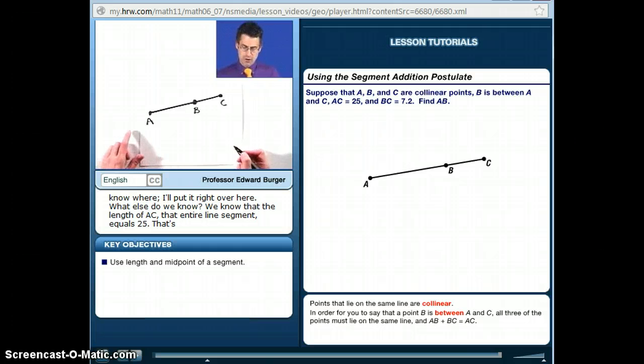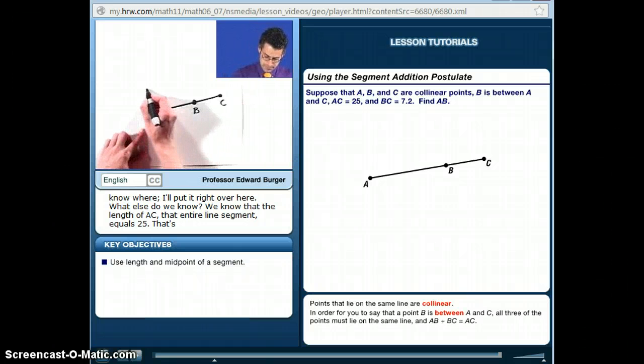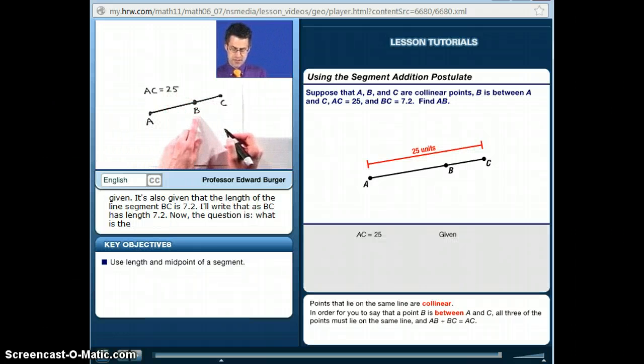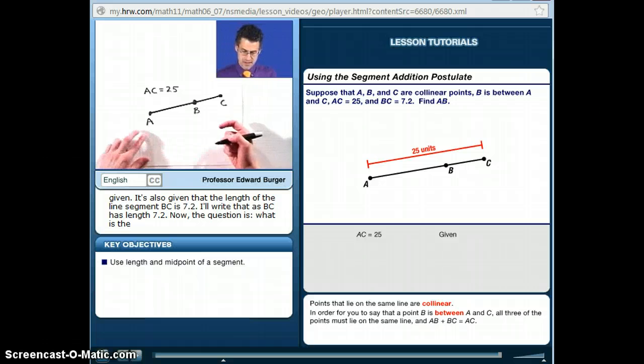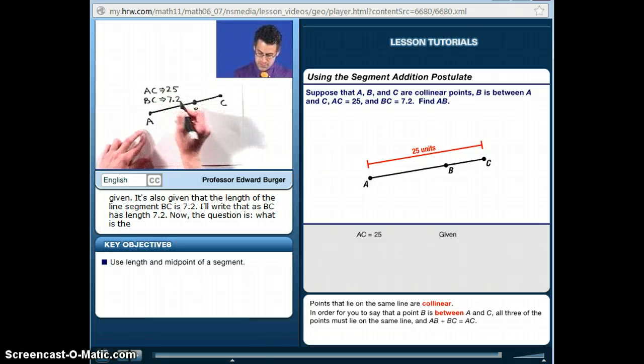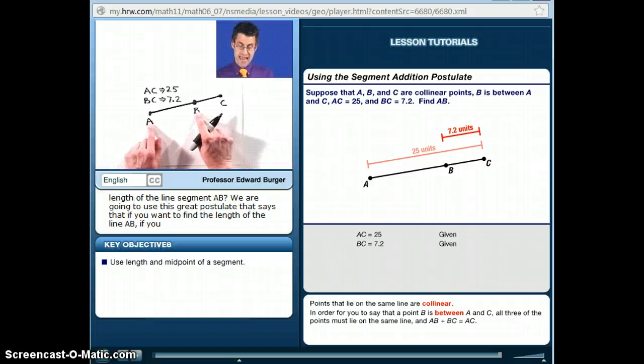Now, what else do we know? Well, we know that the length of AC, so that entire line segment, equals 25. That's given. And it's also given that the length of the line segment BC is 7.2. So I'll write that as BC has length 7.2. Now, the question is, what is the length of the line segment AB?